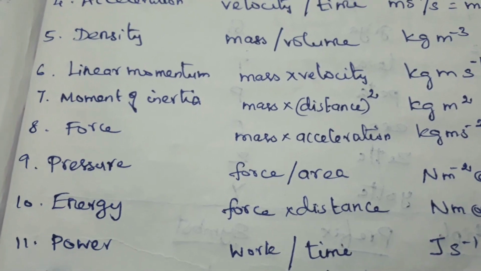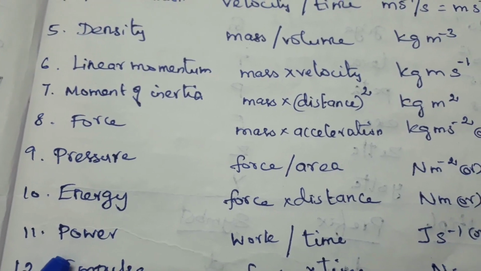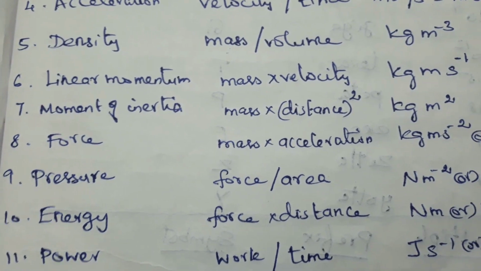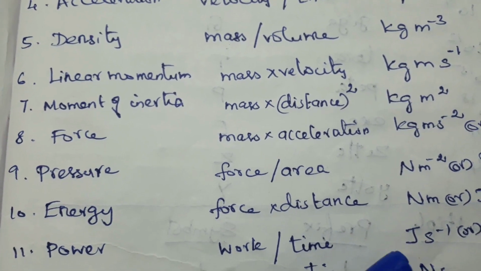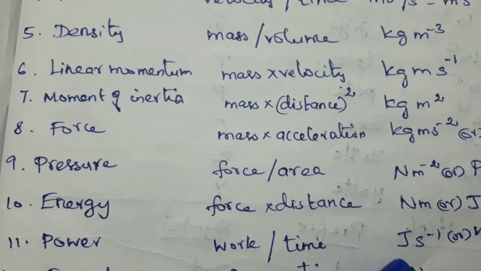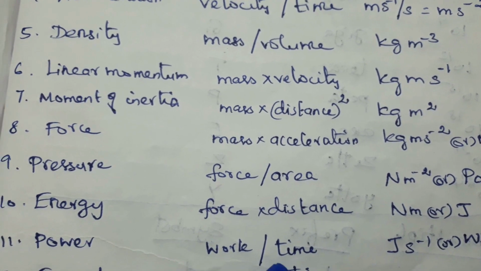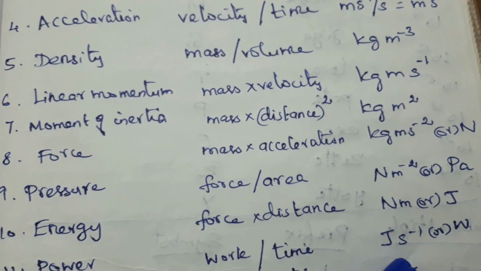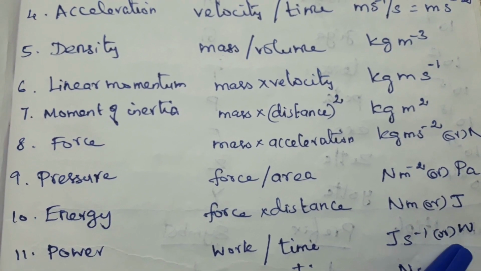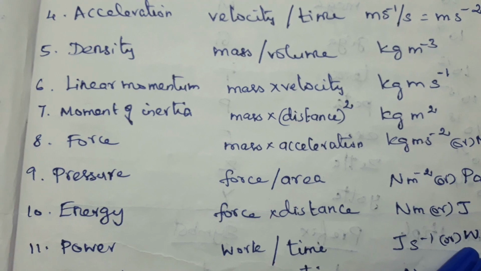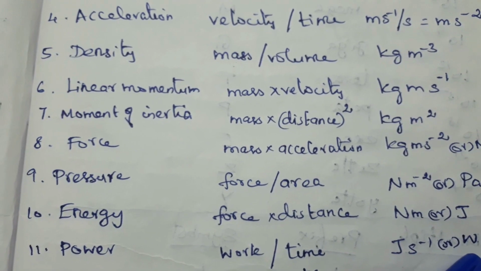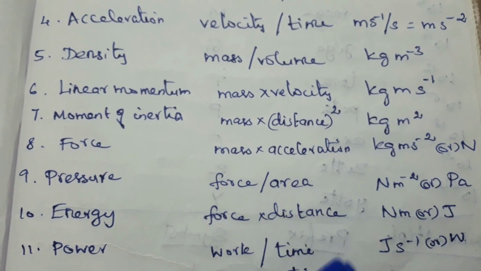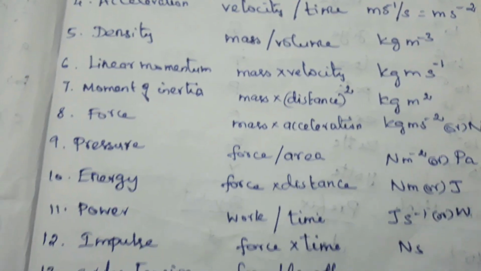Next, power. What is meant by power? Rate of doing work, or work divided by time. Work unit is joule and time unit is second. So joule per second, or joule second raised to minus 1. Otherwise, the unit of power is watt. These all are scientist names, derived units.